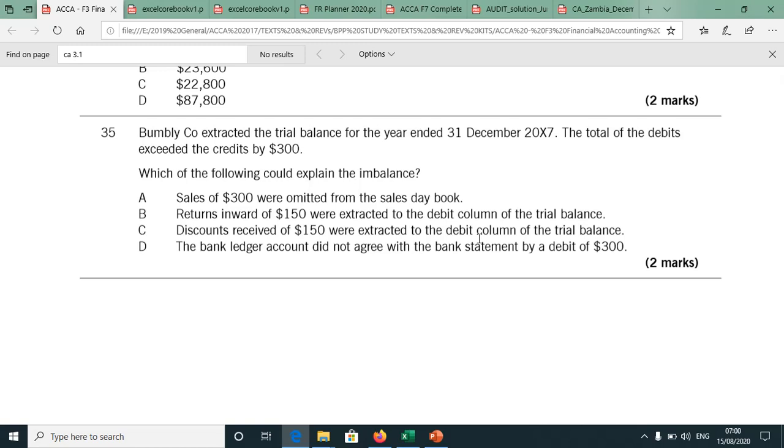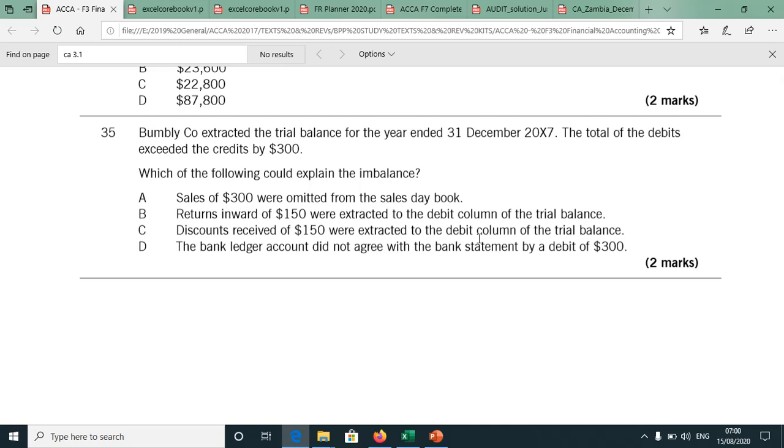B company extracted the trial balance for the year ended 31st December, except in the total the debit exceeded credits by 300. Which of the following could explain the imbalance? So in this case, debits are more than the credits. Sales of 300 were omitted. That would mean that the credit side would be less. Returns inwards of 150 were extracted to the debit column of the trial balance.